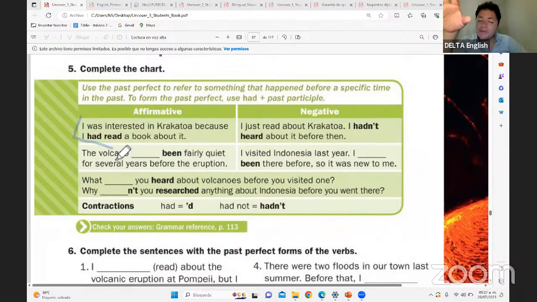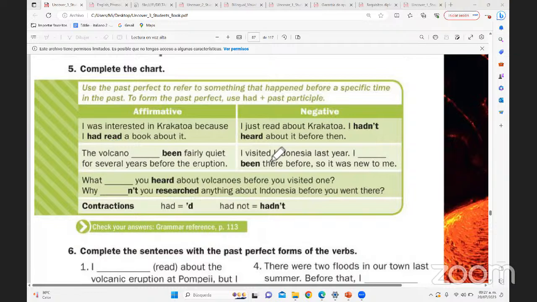So the first one happened before the other. There are two sentences, two events in the past, but one of them happened before another. Okay, so Nubia, which one is the oldest event? You being interested or reading the book? Read a book. Exactly.